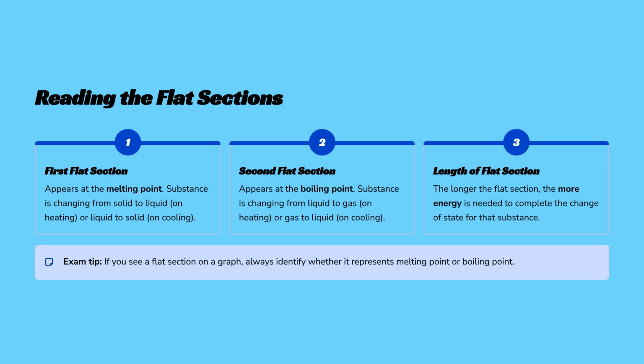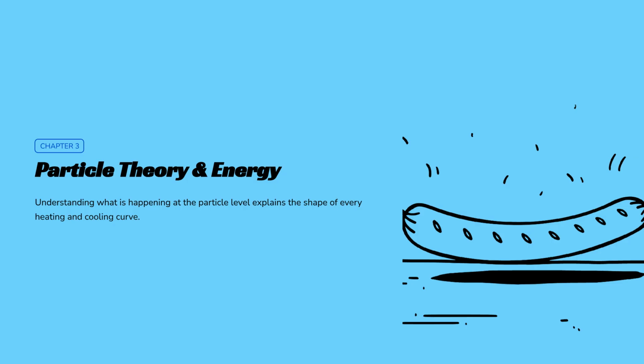When reading these graphs, remember that the first flat section is the melting point, and the second is the boiling point. The length of these sections indicates how much energy is required. Now we will look at particle theory and energy to understand why these curves take the shapes they do.